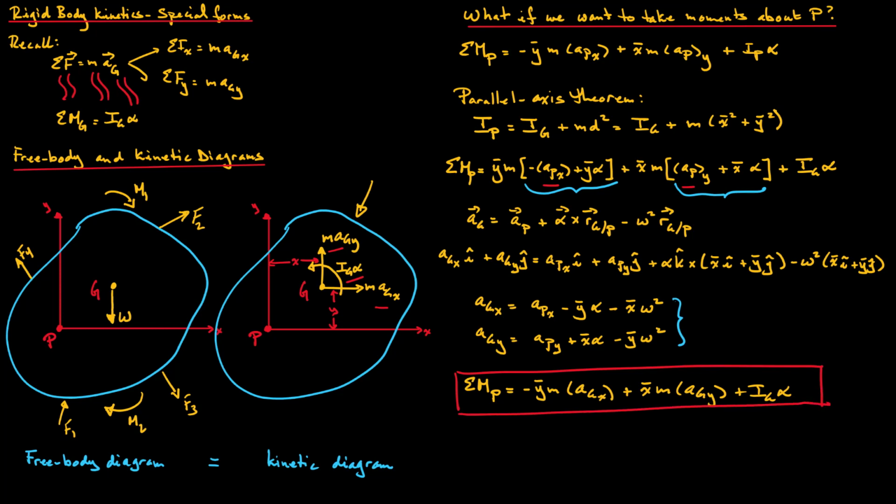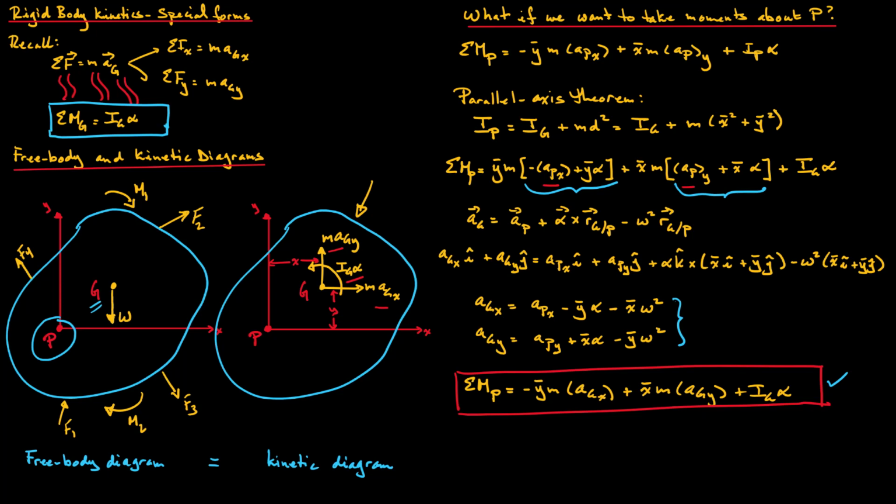So what is this saying? Originally, we developed this equation of motion over here, which states that the sum of the moments about point G is equal to the mass moment of inertia about point G multiplied by alpha. Now we may want to take the moments about a point other than G. So note that point P is not equal to point G. And what this equation is stating is that the sum of the moments about point P is equal to what we call the sum of the kinetic moments.